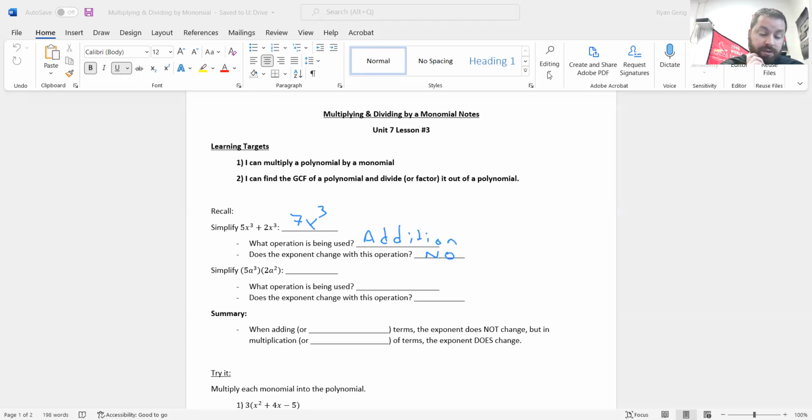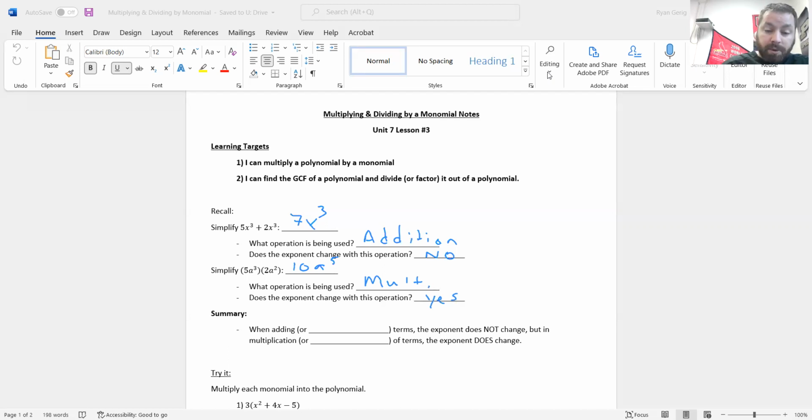All right, next one. This actually goes back to the last unit. 5a to the third times 2a to the second. That would be 10a to the fifth. What operation is being used? Well, that was multiplication. Does the exponent change with this operation? Yes, it does. When we multiply, the exponent did change. That's what I wanted you to see. What changes the exponent?